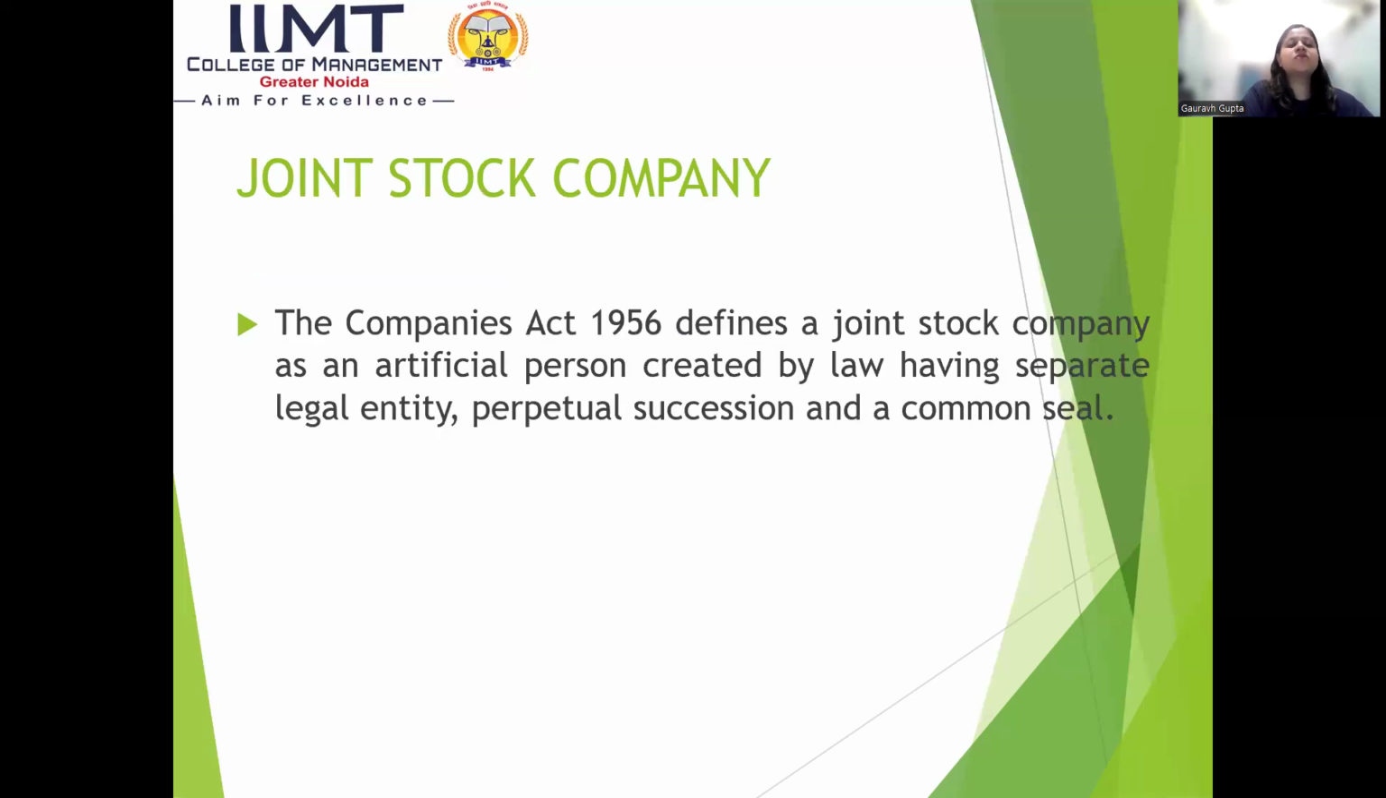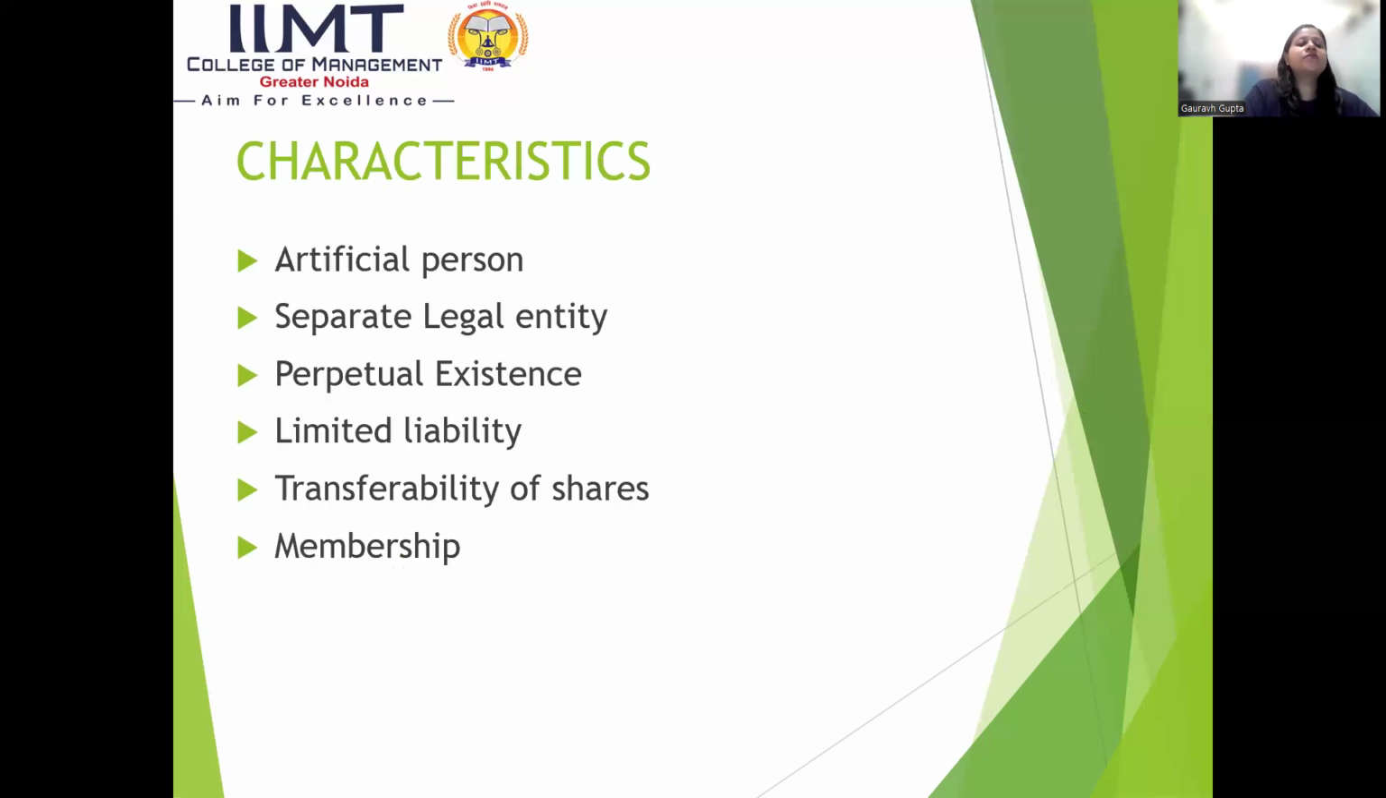The next form of business organization is joint stock company. The Companies Act 1956 defines a joint stock company as an artificial person created by law having separate legal entity, perpetual succession, and a common seal. We are moving toward the features of joint stock company. The first point is artificial person. A company is created by law and has legal status, but it does not function like a human being. All the business activities are done by the board of directors in the name of the company.